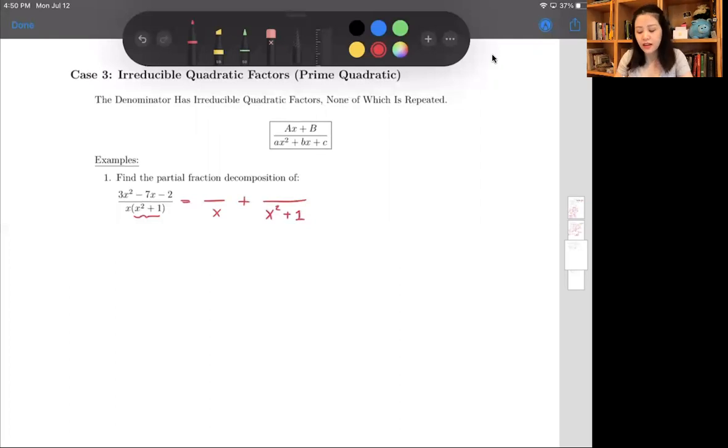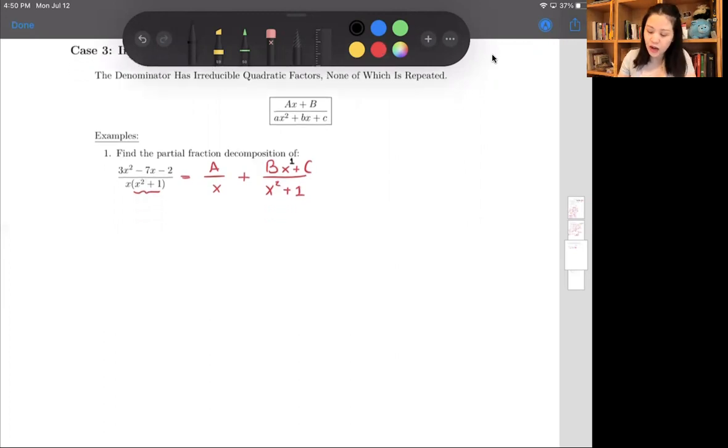Remember, I said that the degree of the numerator has to be 1 less than the degree of the denominator. So the first fraction is just A over x, because x is degree 1, so the numerator is a constant. For the second fraction, it's going to be Bx plus C. Why? Because on the top is x to the first, and on the bottom is x squared, 1 degree less than.